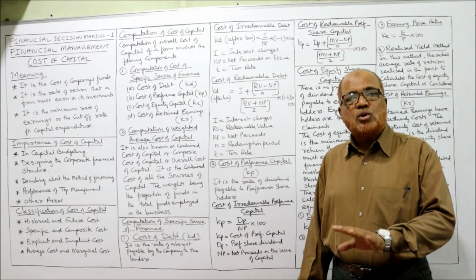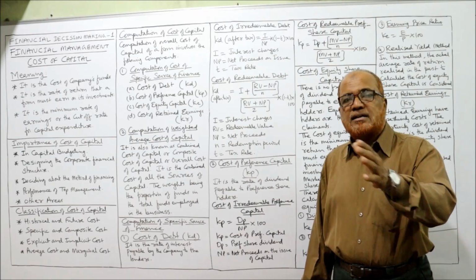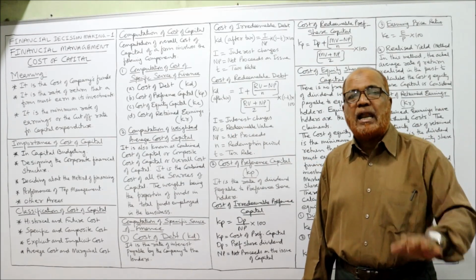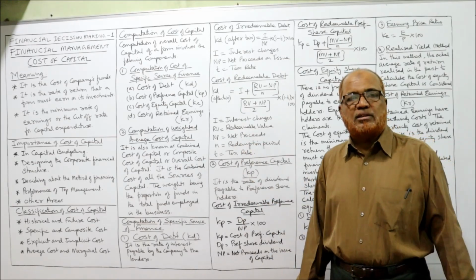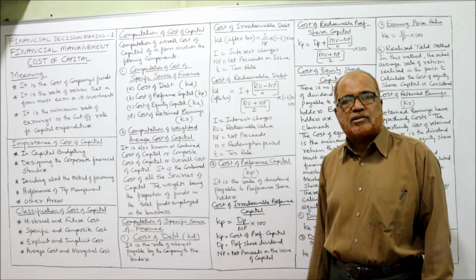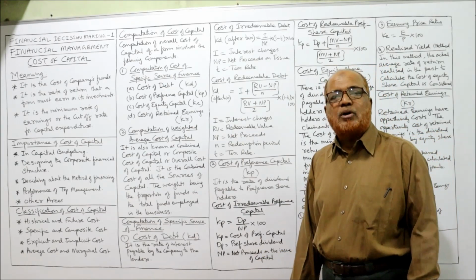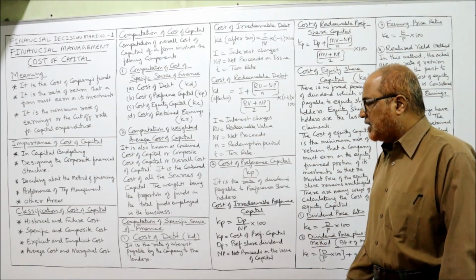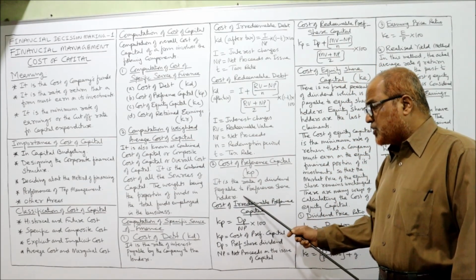So again, there is no question of after tax preference dividend because the Income Tax Act says preference dividend is not allowed as deduction. Interest paid is allowed as deduction. That's why we will have before tax, after tax for debt. For preference, we don't have any before tax, after tax because taxation will not affect the dividend. So it is the rate of dividend payable to preference shareholders.